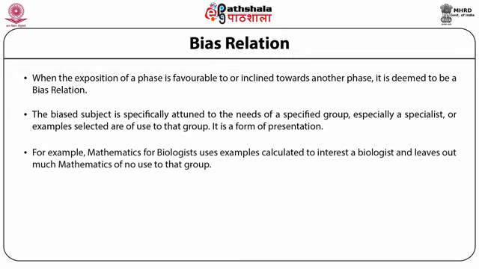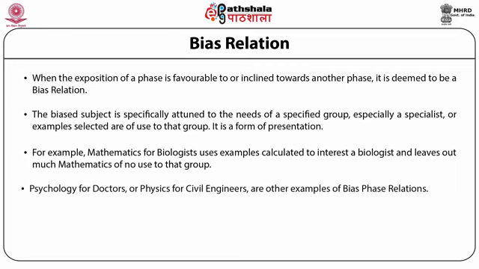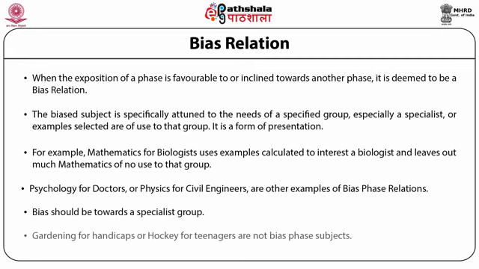For example, mathematics for biologists uses examples calculated to interest a biologist and leaves out much mathematics of no use to that group. Psychology for doctors or physics for civil engineers are the examples of bias phase relation. Bias should be toward a specialist group. Gardening for handicaps or hockey for teenagers are not bias subjects.